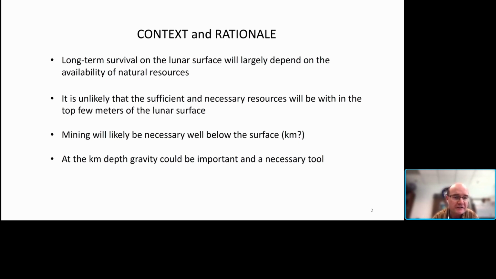And in that context, we wanted to highlight what we can currently do and what the future might be able to extract from gravity, basing now on GRAIL results, of course. Next slide, please.